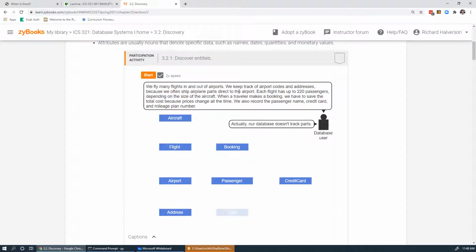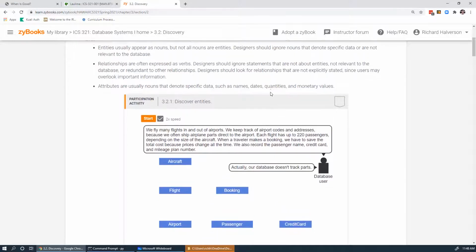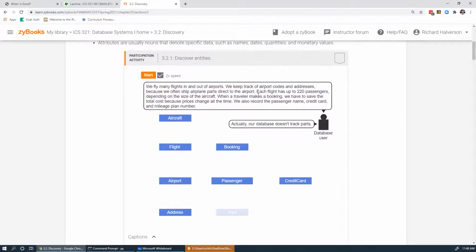Each flight has up to 200 passengers, depending on the size of the aircraft. So we're talking all these kinds of entities, okay? An entity would be an airplane, but the attributes can vary greatly depending on the size of the airplane and so on. When a traveler makes a booking, we have to save the total cost because prices change all the time. Also, we record the passenger name, credit card and mileage plan number, and so on.